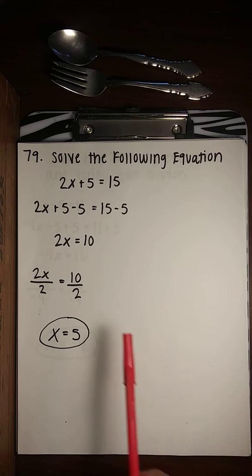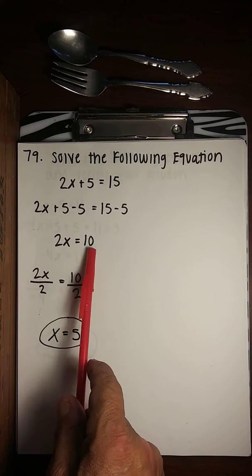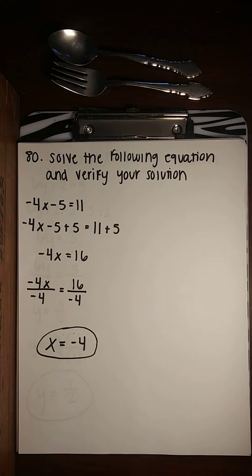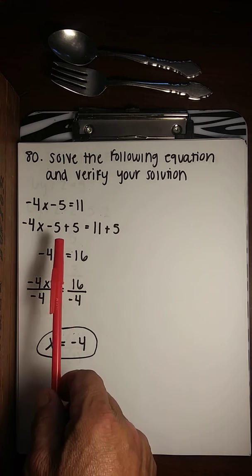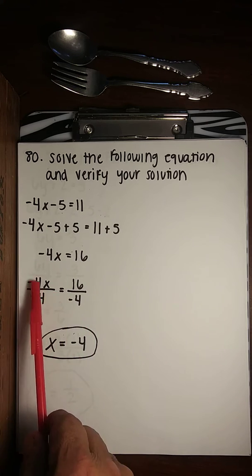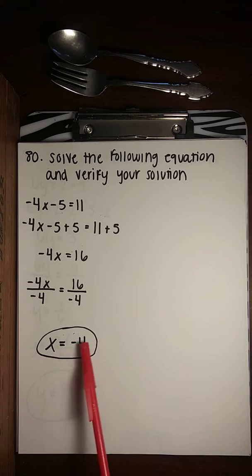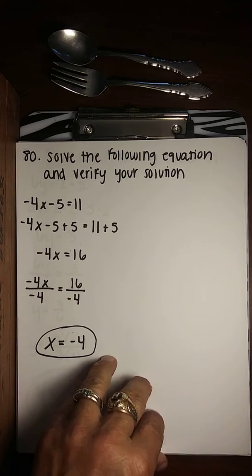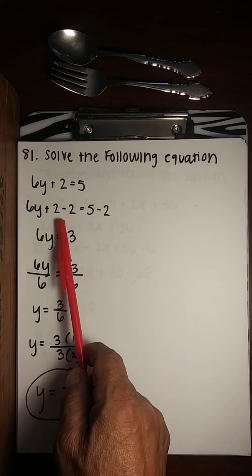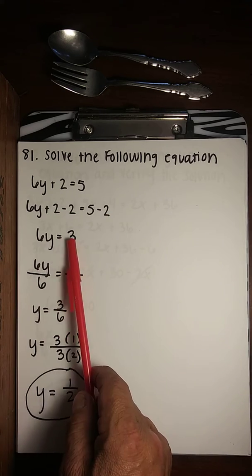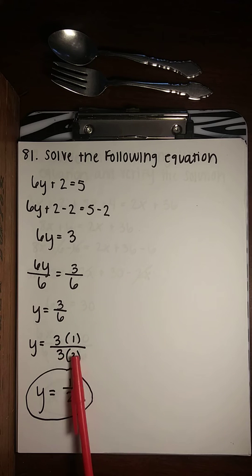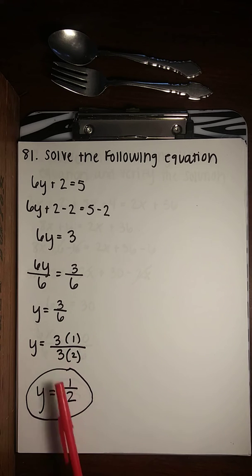Solve it. Minus 5 on both sides, so 2x is 10, divide by 2, so x must be 5. Solve. Add 5 to both sides, these are gone, so we have 16 is this, divide by negative 4, so x is negative 4. 6x plus 2, minus 2 on both sides, equals 3, divide by 6, but 3 over 6 is 3 times 1, 3 times 2, cancel the 3's right here, we have 1/2.